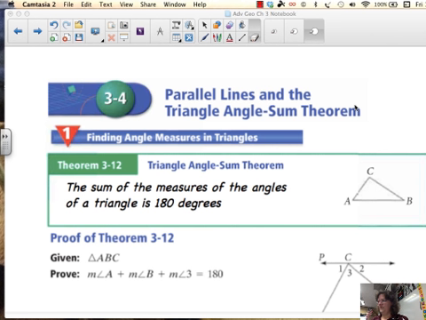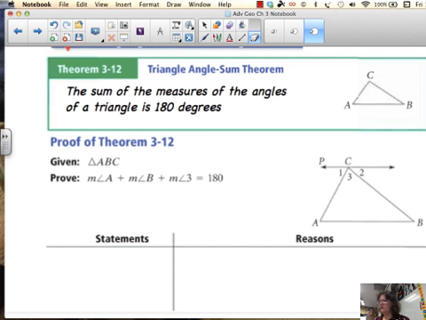Today's video is for advanced geometry. It is chapter 3, section 4, parallel lines and the triangle angle sum theorem. So this section starts out with a theorem, the triangle angle sum theorem, and this one says that the sum of the measures of the angles of a triangle is 180 degrees.